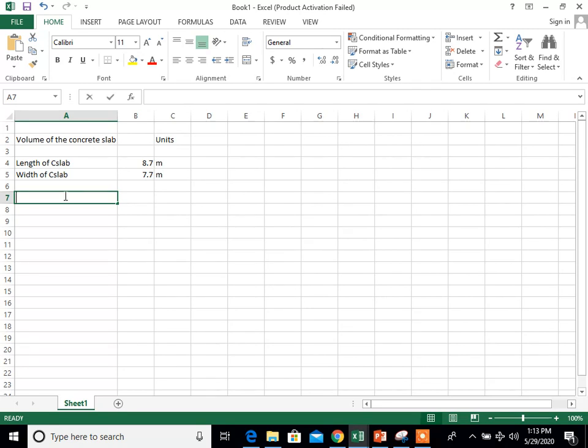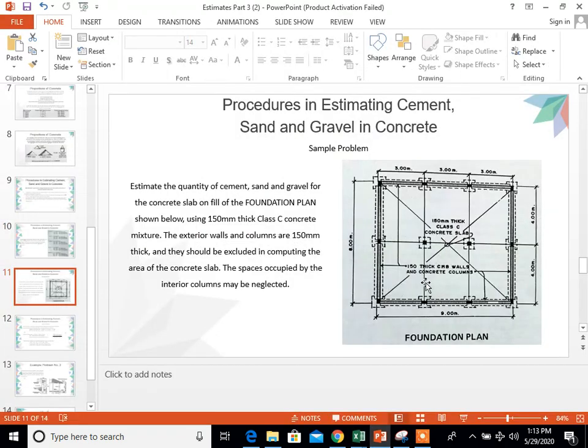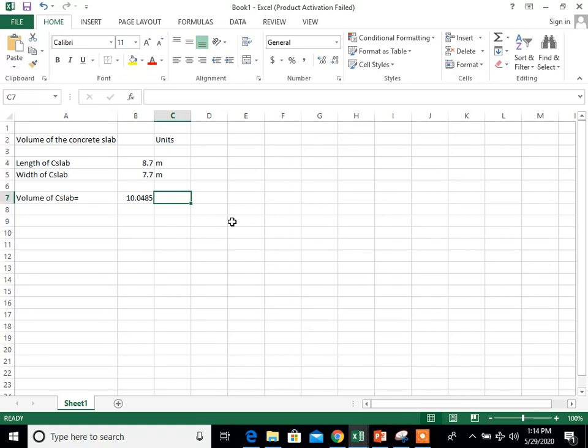Then for the total volume of concrete, the volume of the concrete slab is simply length times width times the thickness. The thickness is 150 millimeters, so times 0.15. So here is the total volume of the concrete slab in cubic meters.